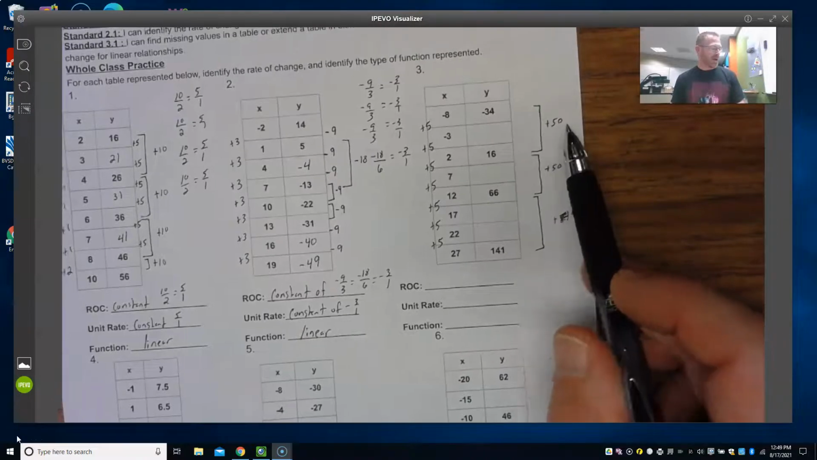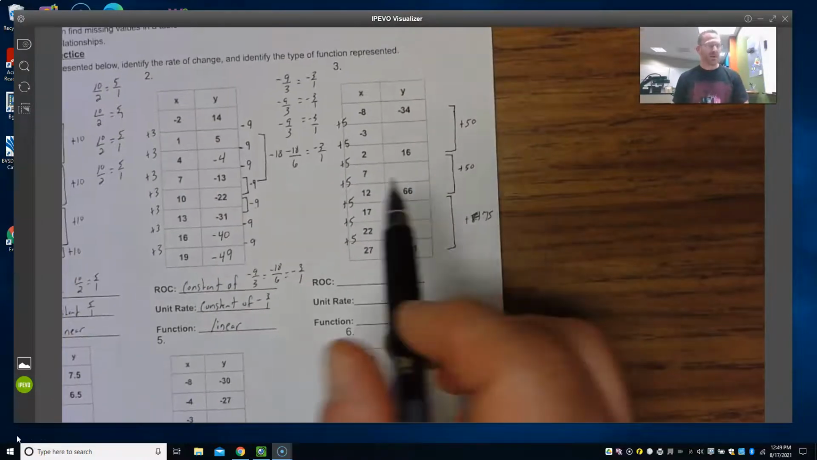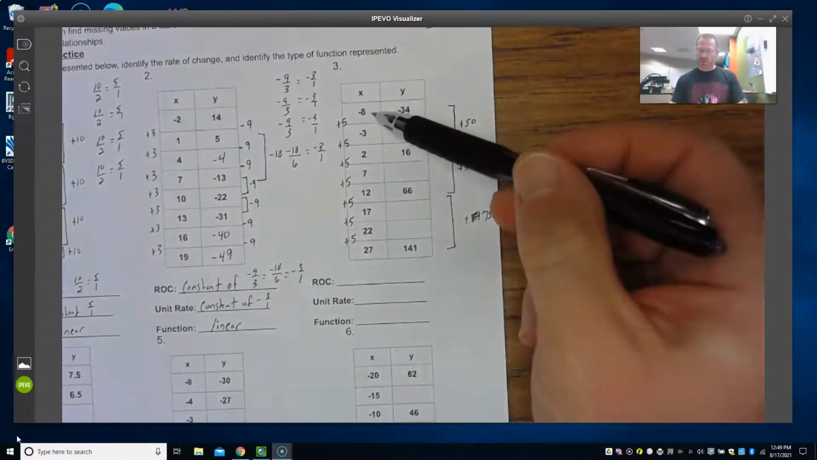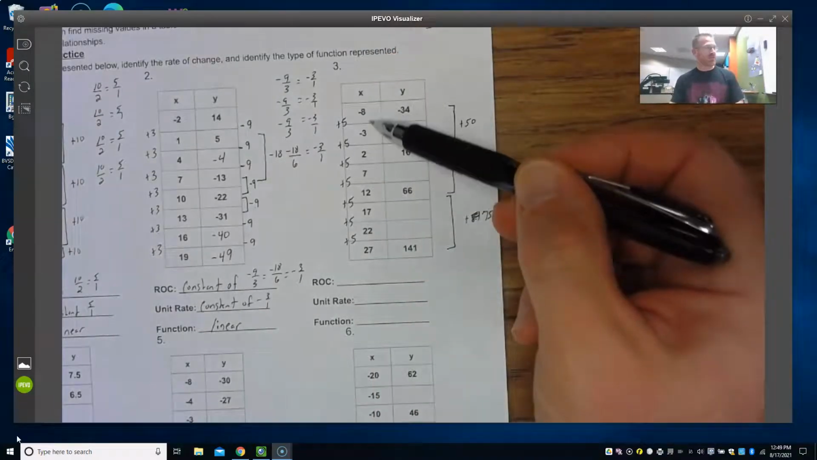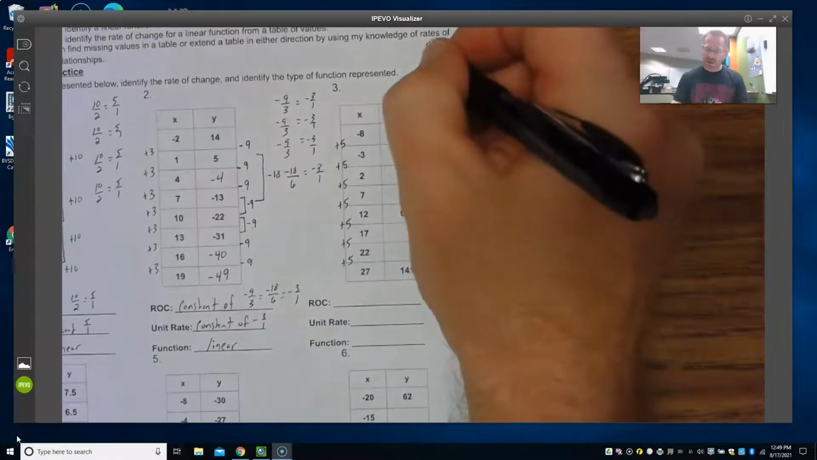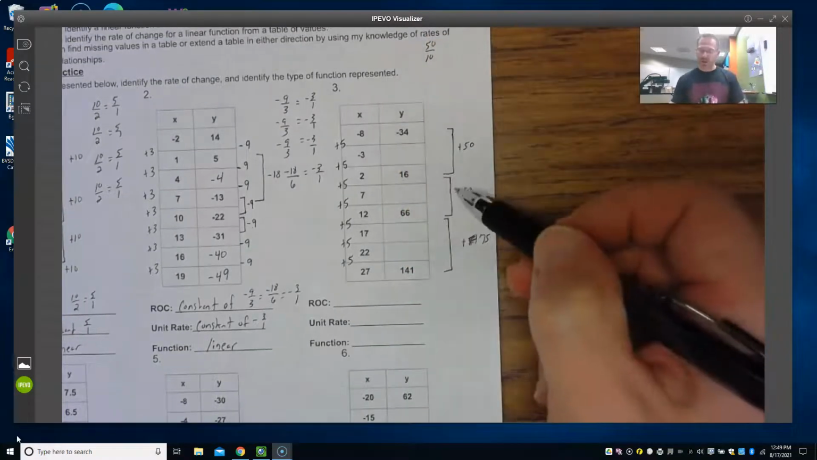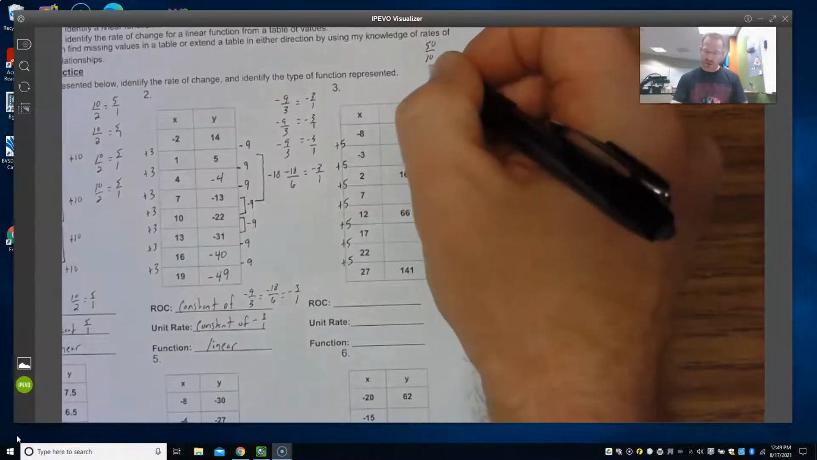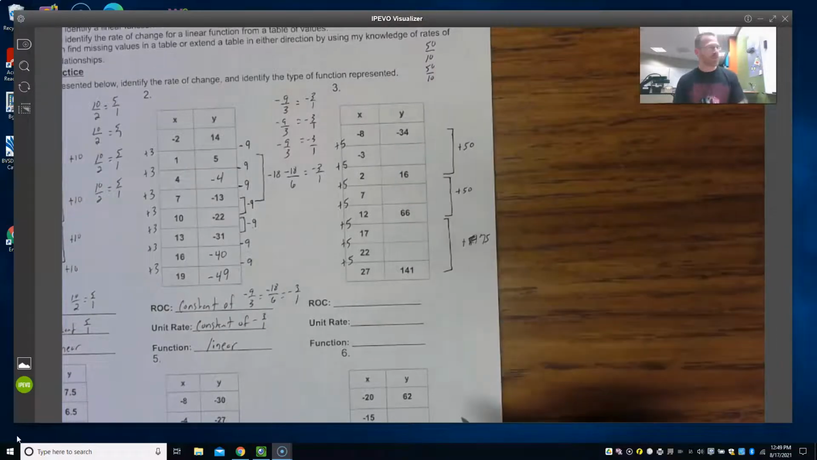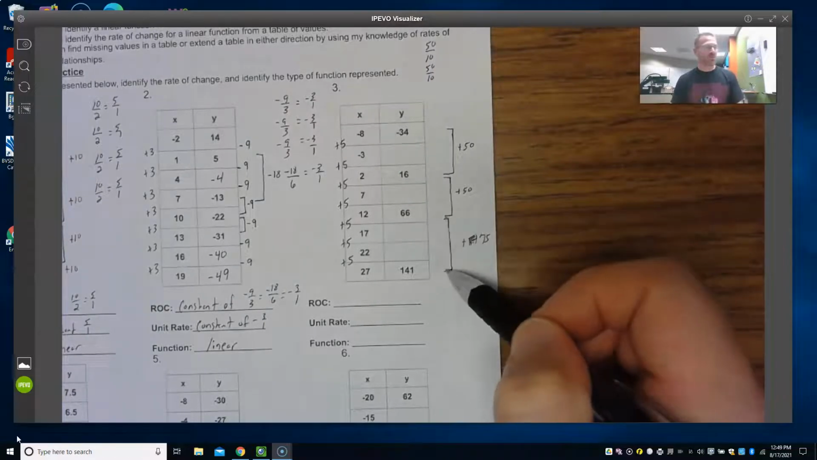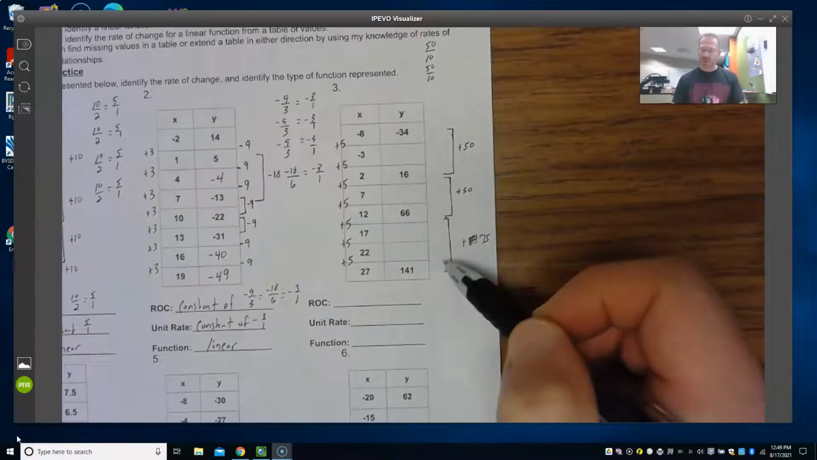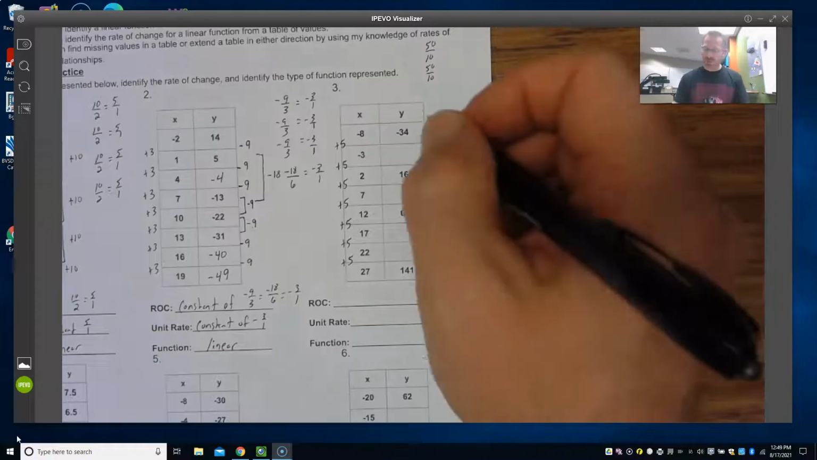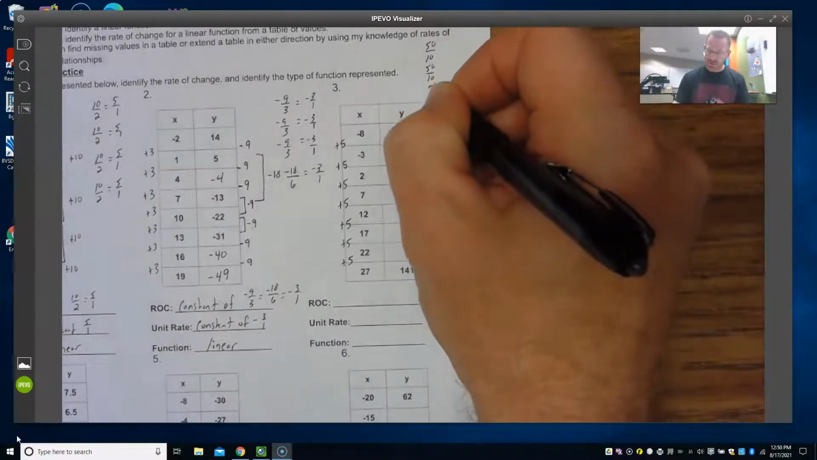All right, so we have 50. We go up 50. I'm going to write that right here just to get a little bit more room. But notice I'm going from here to here, so -8 to 2 means I went up 10. And same thing here, I go from 2 to 12, that's also up 10. But then notice here, I go from 66 to 141, that's up 75. But I'm going from 12 to 27, right? So that's up 15. So I get 75 to 15.